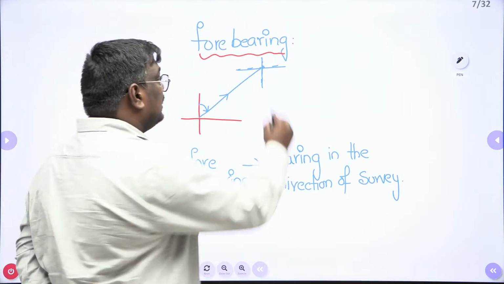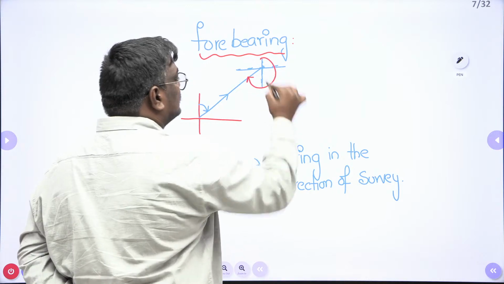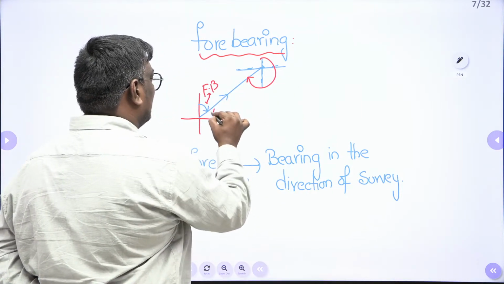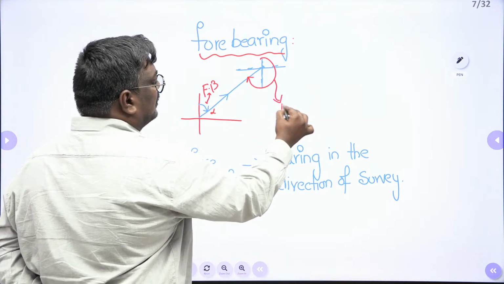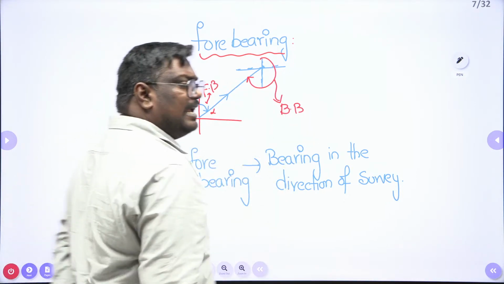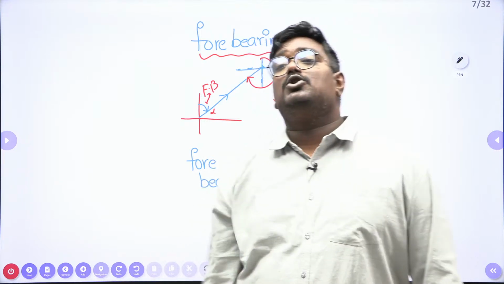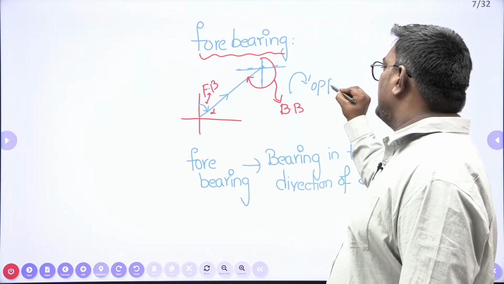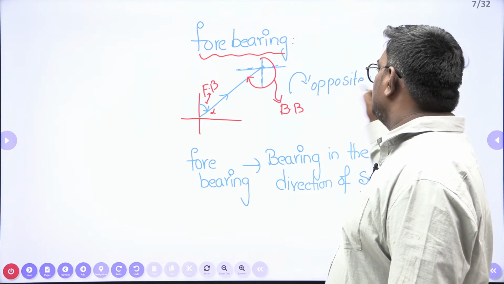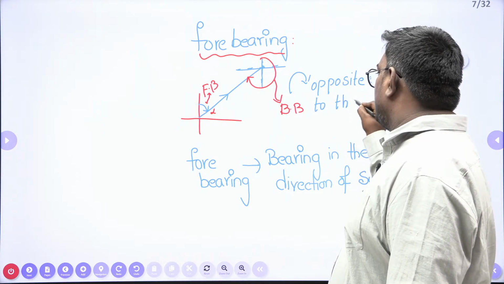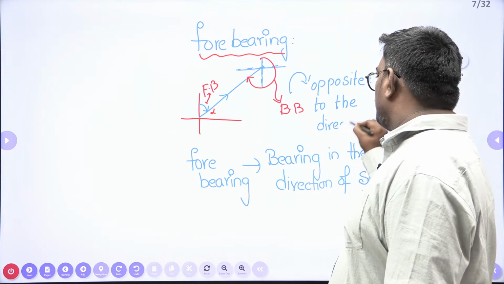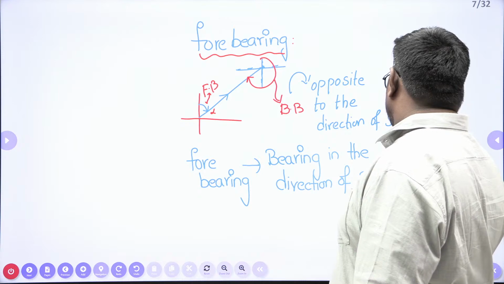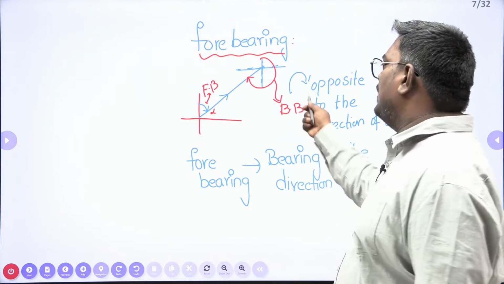Now, similarly, this angle is known as back bearing. We call this the forebearing, and suppose it is alpha, this we take as the back bearing. So back bearing, as the name itself says, is the bearing taken in the direction opposite to the survey line. The bearing which is taken opposite to the direction of survey line will be taken as the back bearing.